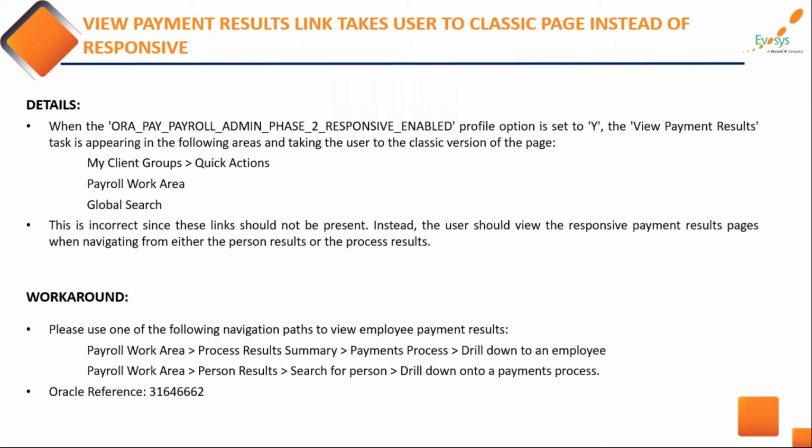I guess this one is a new one, where the view payment results link takes you to the classic page rather than the responsive one. If you're trying to navigate from My Client Groups, Quick Actions, and go to the payroll work area or global search, this takes you to the classic version instead of the responsive UI. The workaround is to use a different navigation, which is from the payroll work area, process result summary, payment process, and then drill down to the employee, or drill down to the payments process.